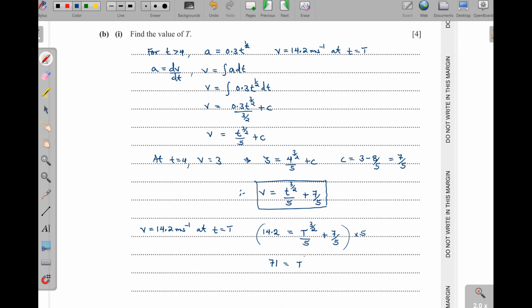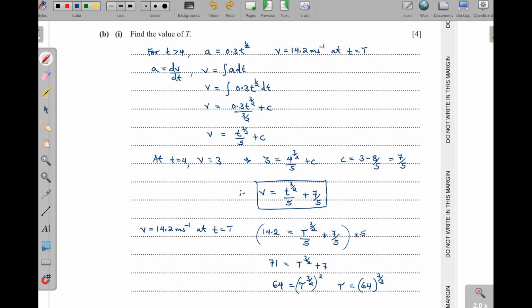And then we have T to the power of 3 over 2, then plus 7. So bring this one this side. We can have 71 minus 7, that will be 64, which is equal to T to the power of 3 over 2. And then this means that T will be equal to 64 to the power of 2 over 3. Okay, so we use the reciprocal of this power, such that this one can multiply and then it goes away. You see that?